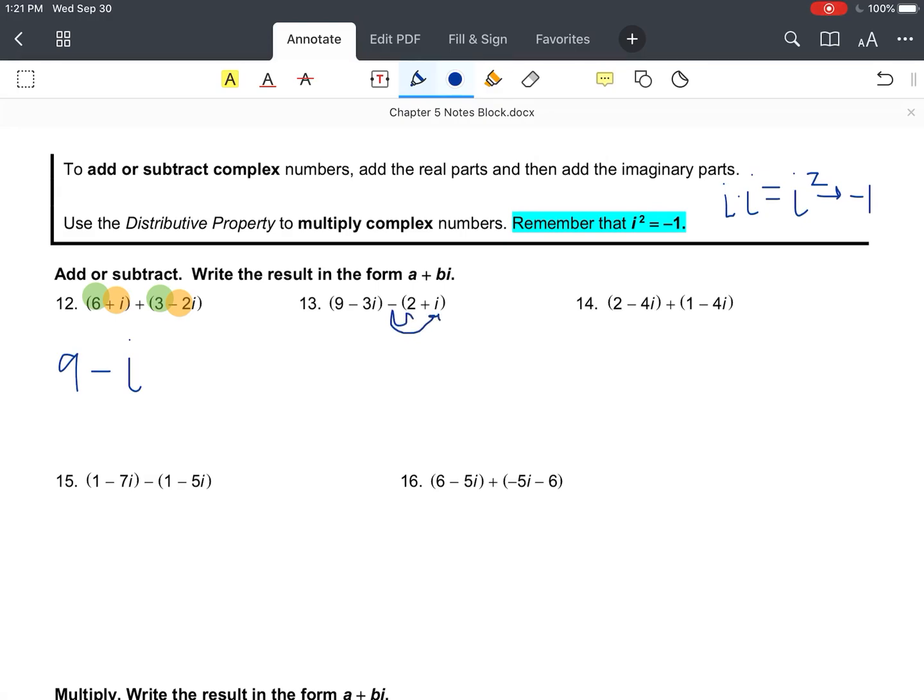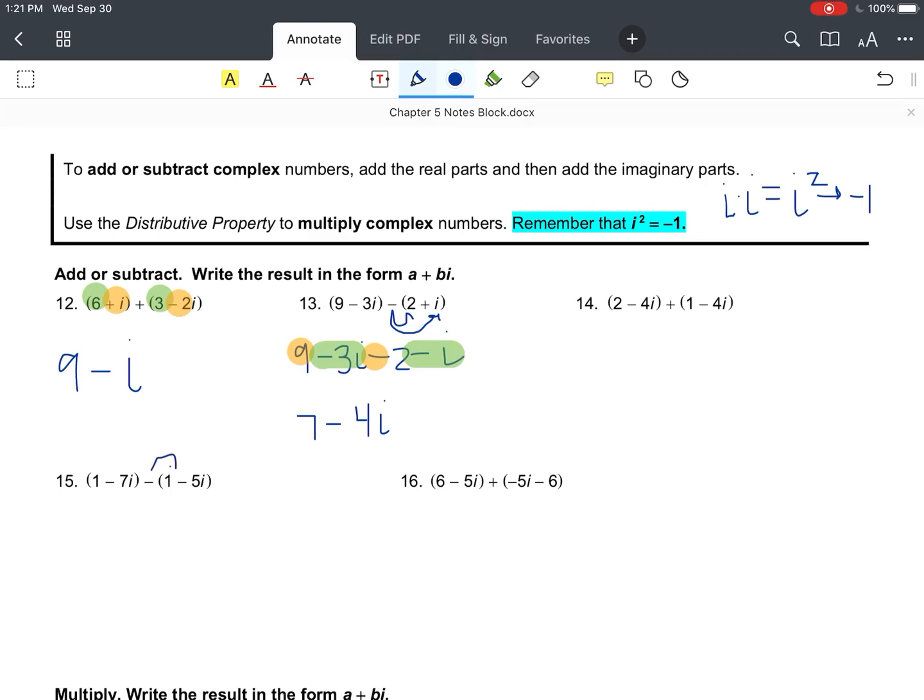For number 13, I have a minus that I have to distribute to inside my parentheses. So I'm going to rewrite it as 9 minus 3i minus 2 minus i, distributing that negative. Combining like terms, I have a 9 and a minus 2, which is going to be 7. And then I have minus 3i minus i. So that will become minus 4i, combining like terms with the coefficients. So that's how you add and subtract.